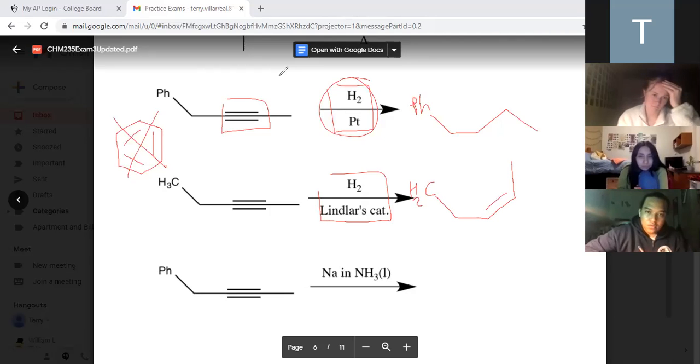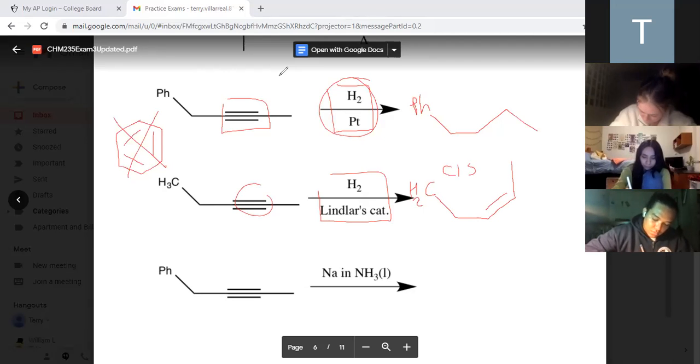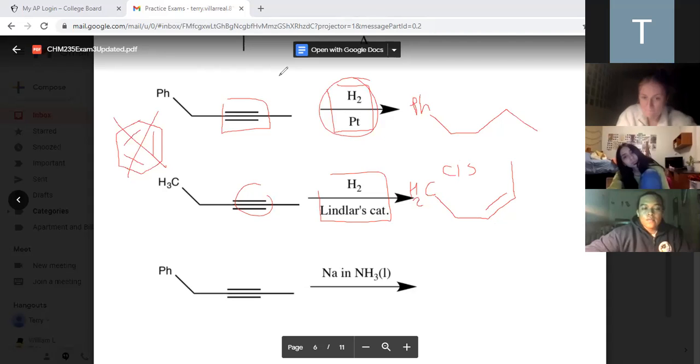Lindlar's catalyst is what's called a poisoned catalyst. Essentially, it can react with alkynes, but it cannot react with alkenes. So once this alkyne reacts and forms the alkene, the reaction stops, and you always get a cis alkene. With hydrogen and platinum, the one we just did, you would form this as an intermediate and then it would form this. But with Lindlar's catalyst, it just stops right here. So you always get the cis alkene. Lindlar's catalyst and H2 will never react with any alkene, only alkynes.